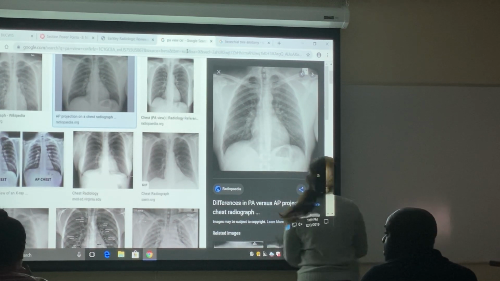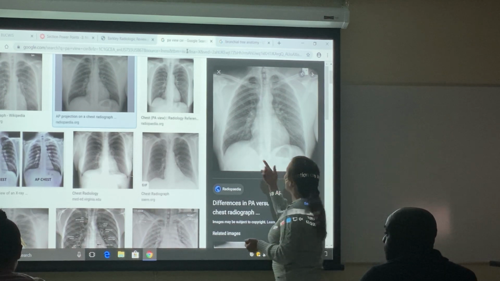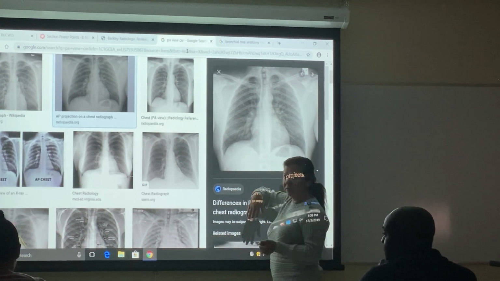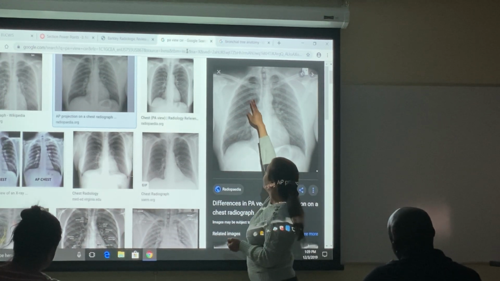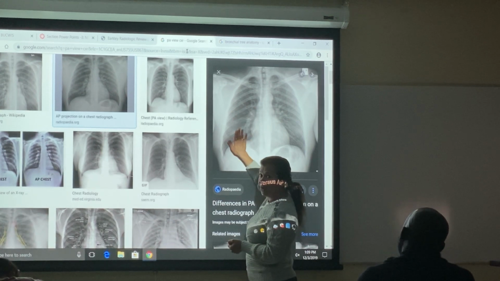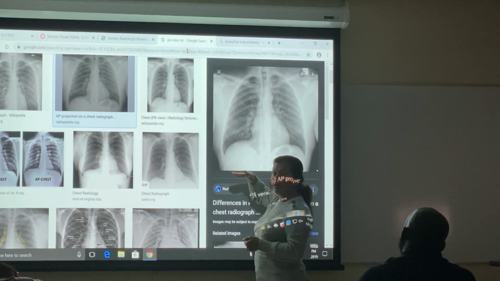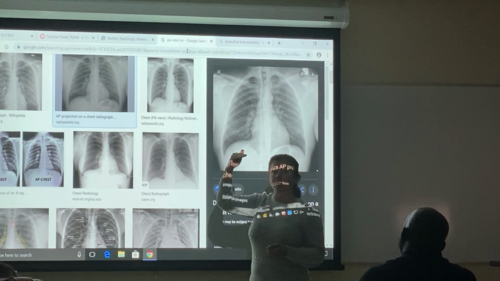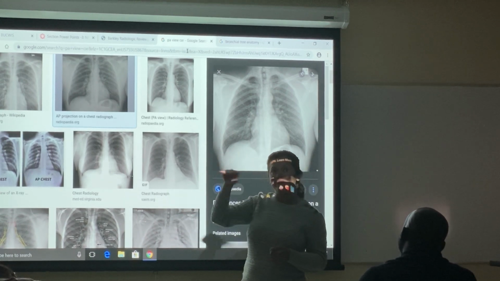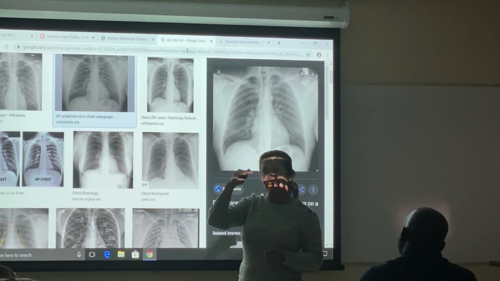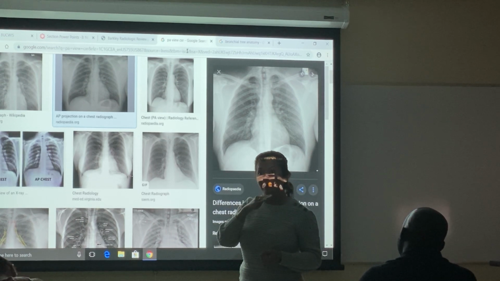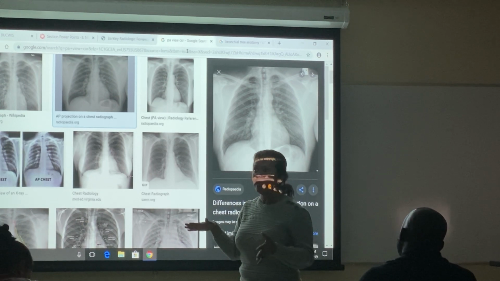So in addition to that, you have the right lung that is divided into right upper, right middle, and right lower, right? The division of right upper to right middle is done by the major fissure, and the right middle to the right lower by the minor fissure, okay?